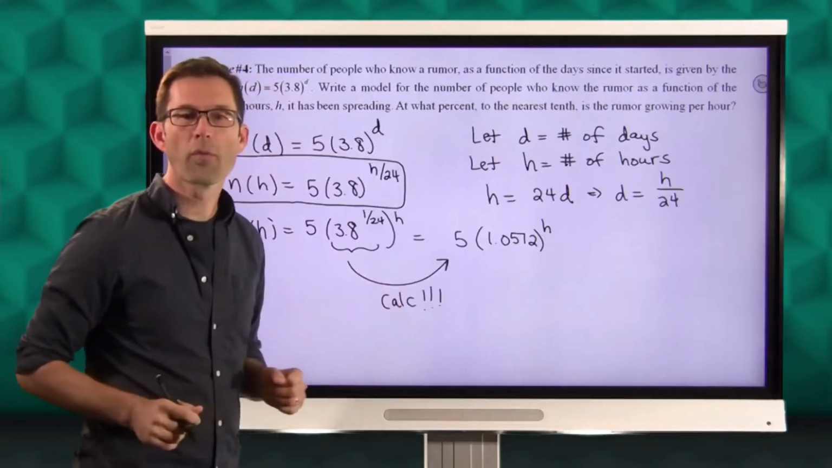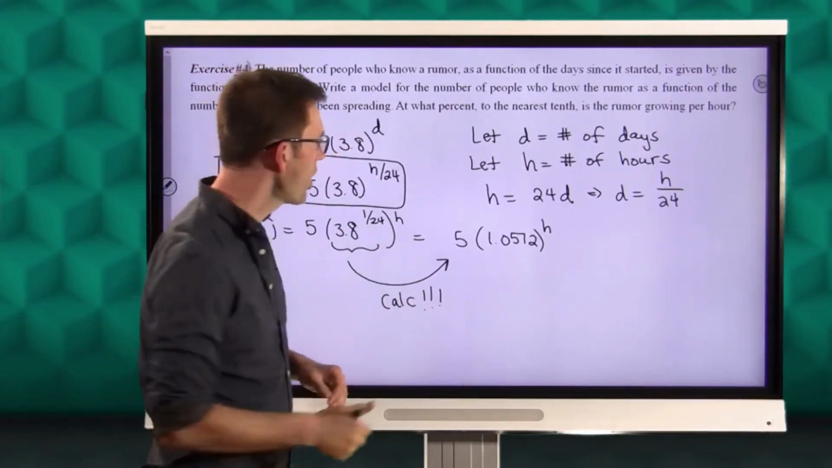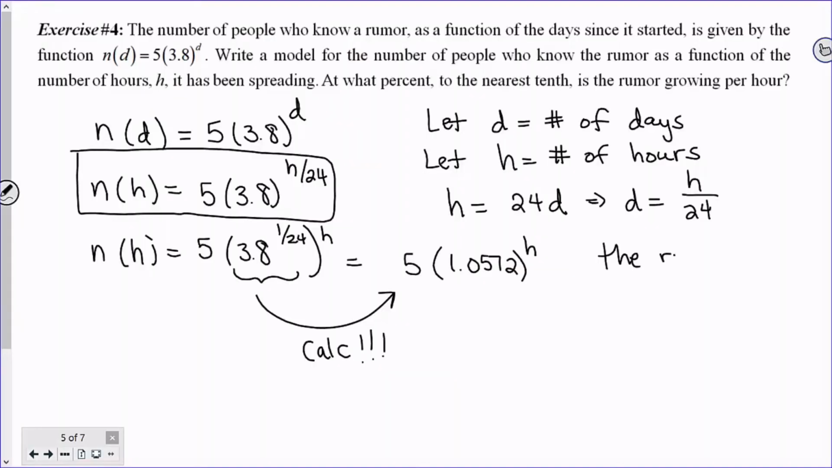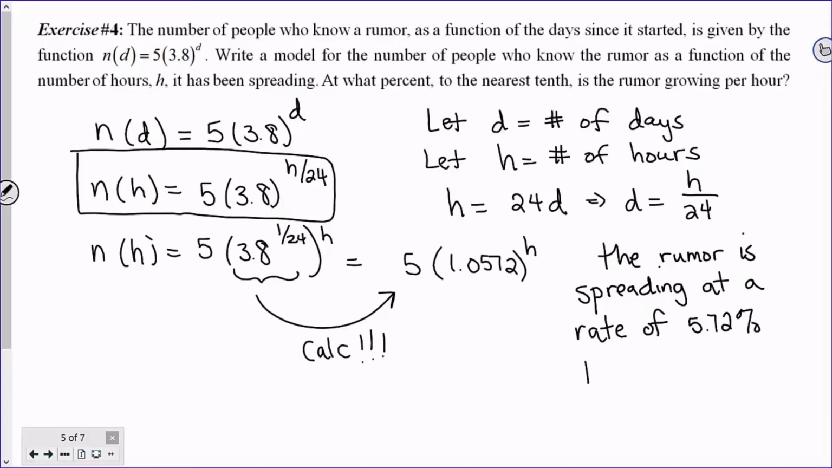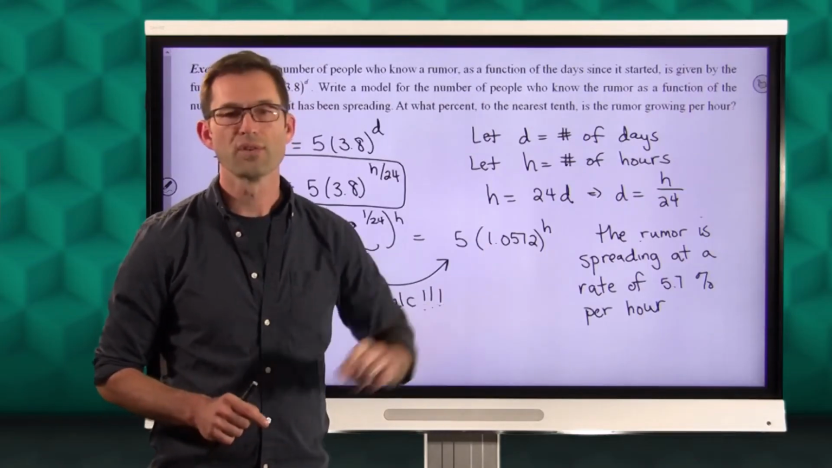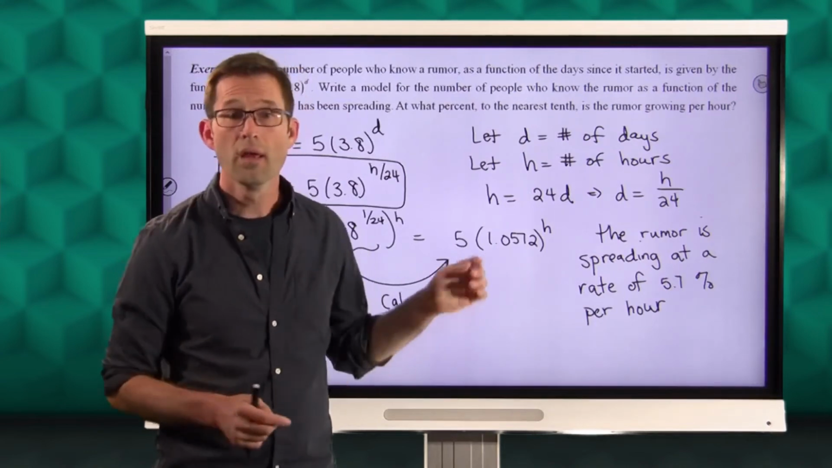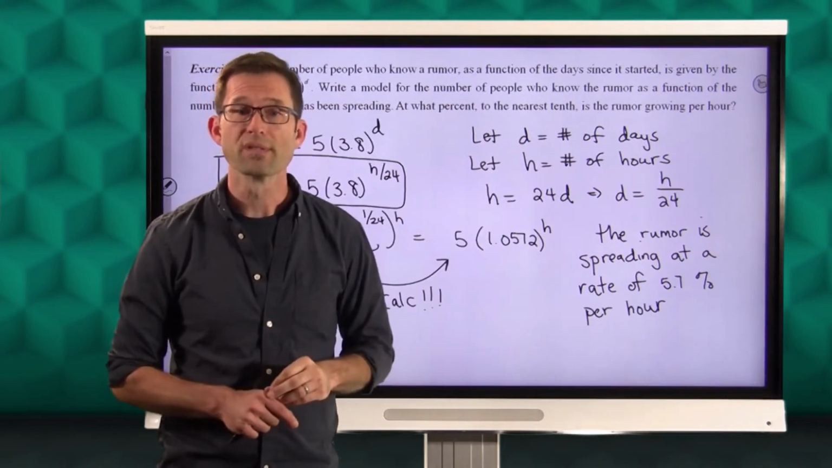Right? And now in this format, you should be able to look at that and go, oh, all right. The rumor is spreading, maybe I should say growing, but we're going to say is spreading at a rate of 5.72% per hour. Actually, it says to the nearest tenth, so just 5.7% per hour, right? 1.0572 indicates 5.72%, but they say just to the nearest tenth, so 5.7% per hour.